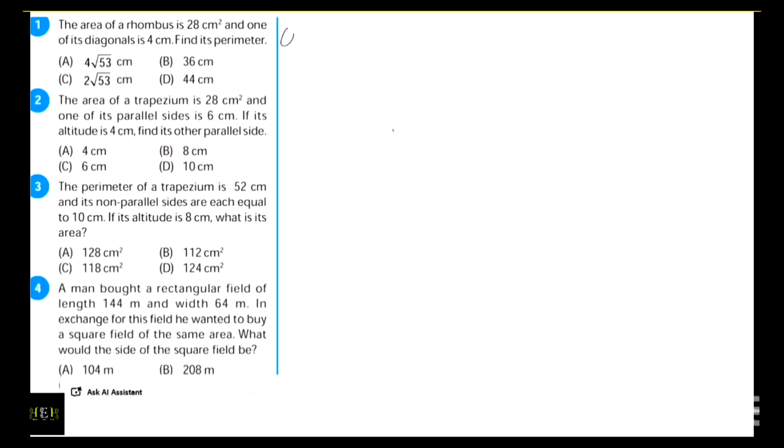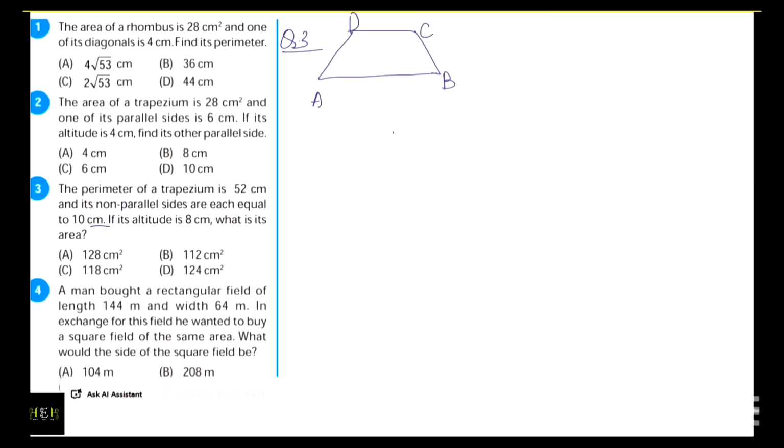Now see the third question. The perimeter of a trapezium is 52 centimeter and its non-parallel sides are each equal to 10 centimeter. If the altitude is 8 centimeter, what is that? So for these types of questions, always draw the diagram and the view will be very clear in your mind. Okay, now this is the trapezium. Suppose that A, B, C, D. Now they have given that this one will be the altitude and altitude is 8. So I can put the altitude over here. I will name them as E and F.